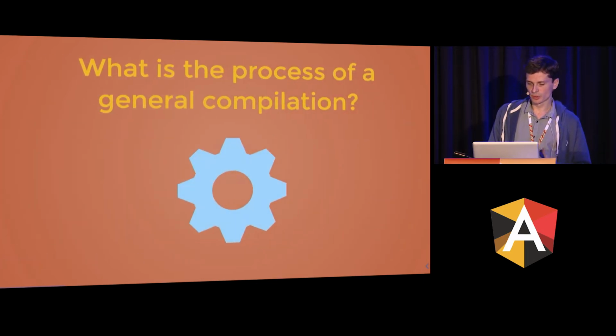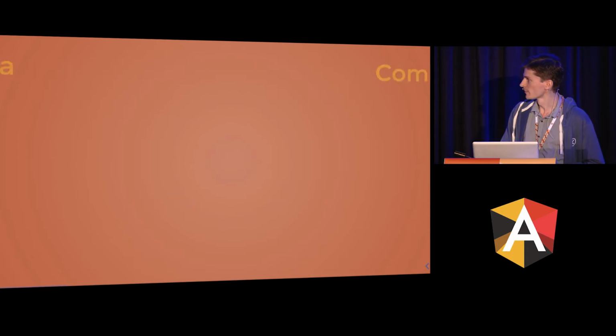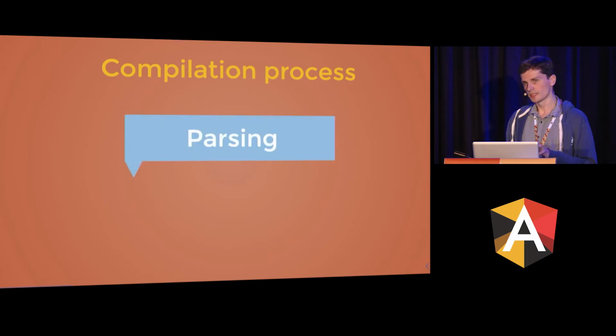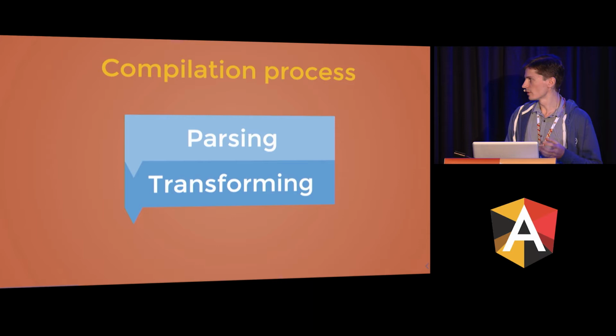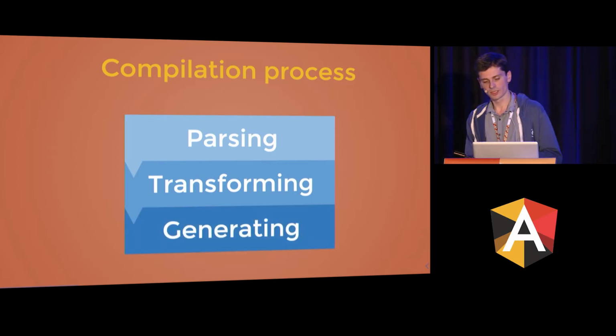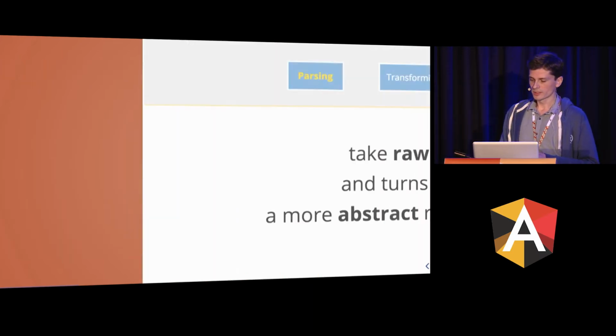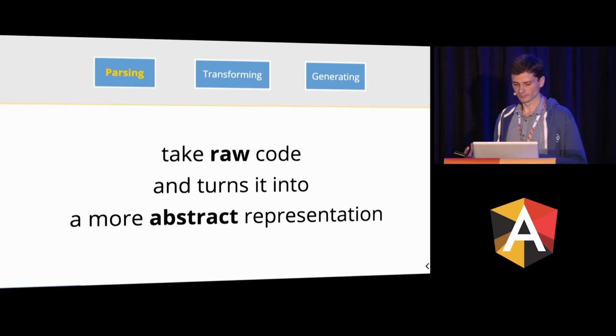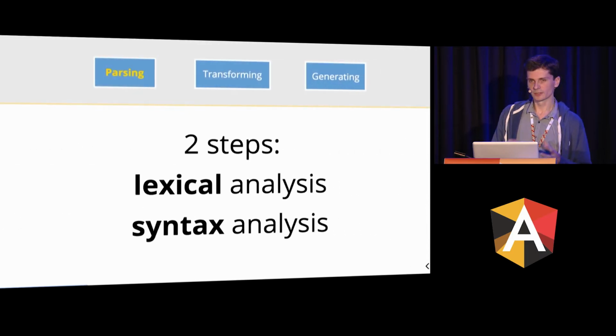So, what is the process of a general compilation? There are 3 simple steps, which we'll see in detail later: the parsing phase of your code, then a transforming phase, and then a generating phase. The parsing phase starts by taking your raw code and turning it into a more abstract representation. This phase has 2 steps. The first one is a lexical analysis of your code, and after that we have a syntax analysis.